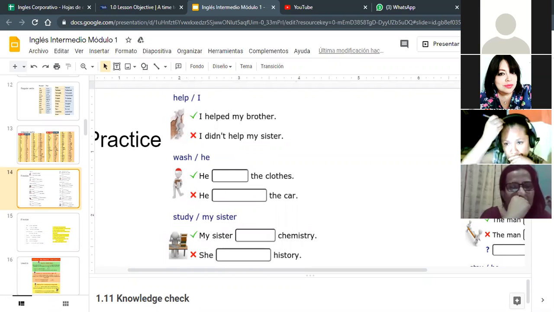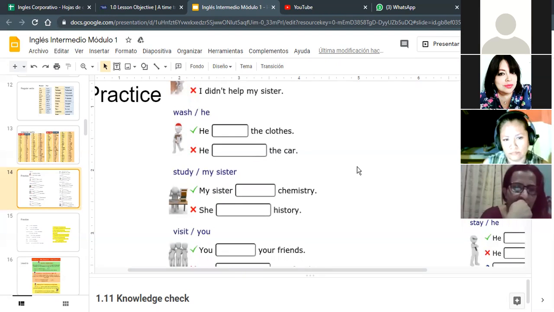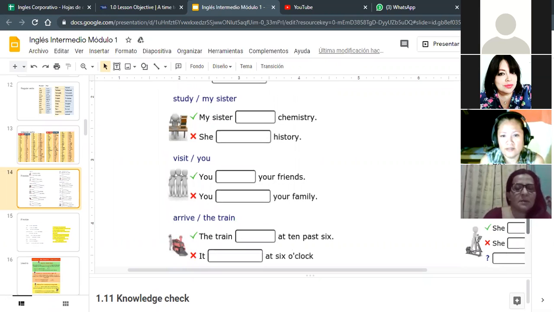Didn't, remember the pronunciation. So let's do together the next one, wash and he, in affirmative. How is it going to be? He washed the clothes. Very good. He washed the clothes. And negative? He didn't wash the car. Wash in present, right? Wash the car. The next one is study and my sister. So affirmative. My sister studied chemistry. Very good. My sister studied chemistry.